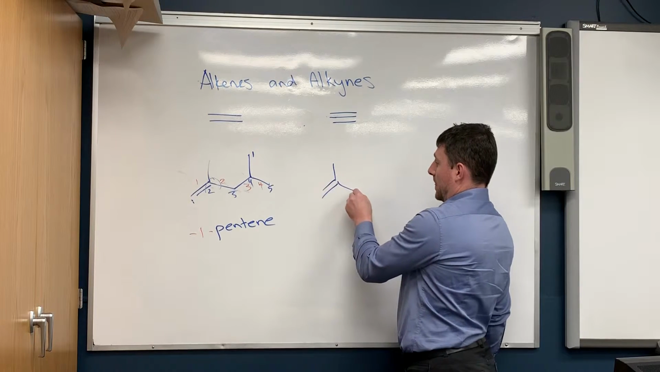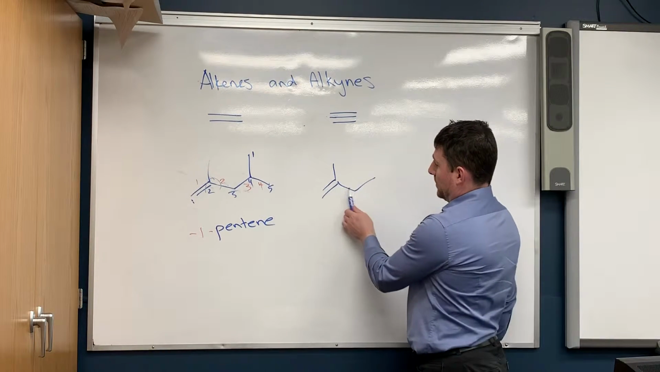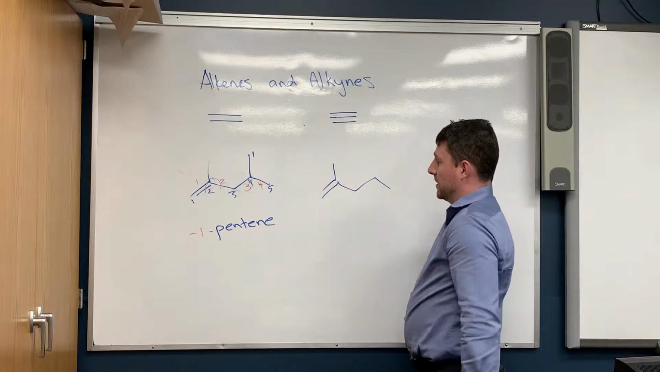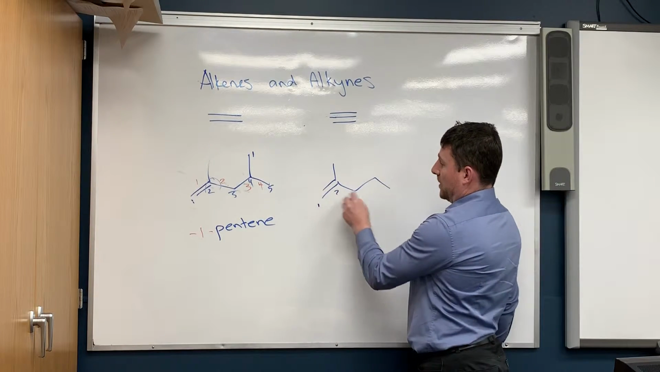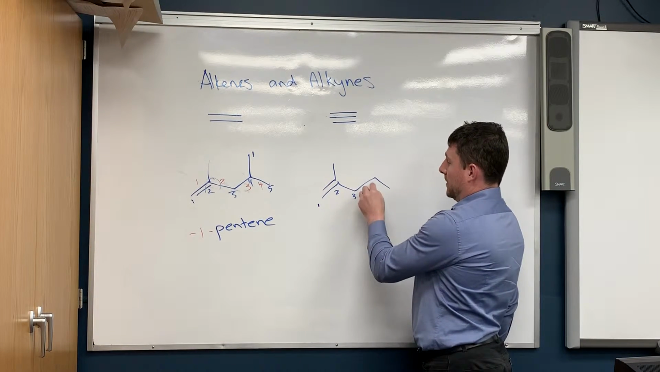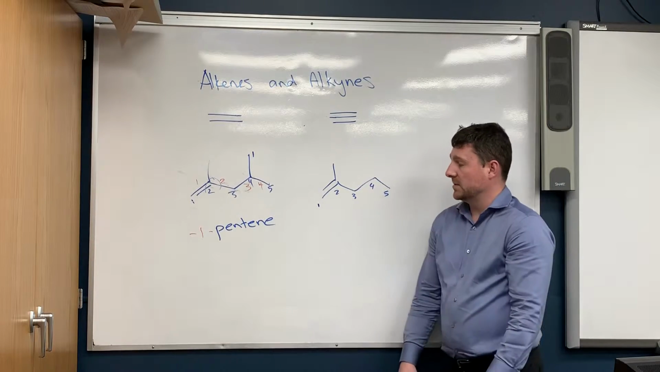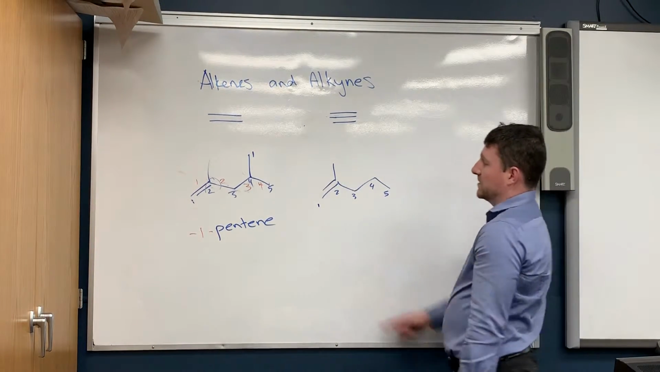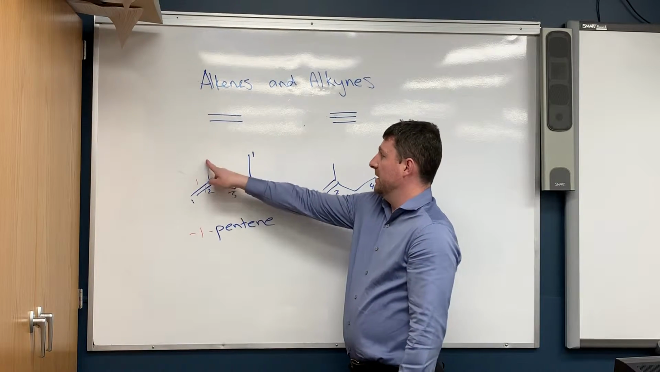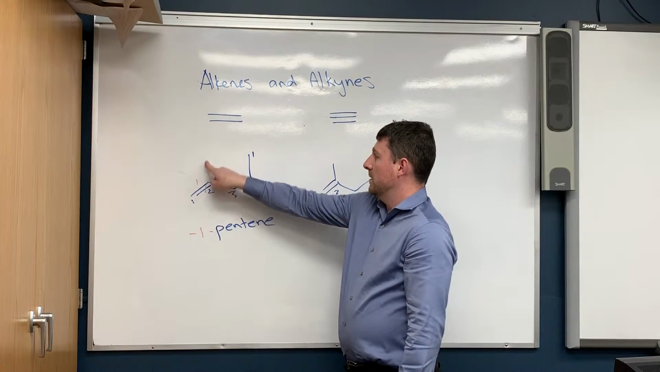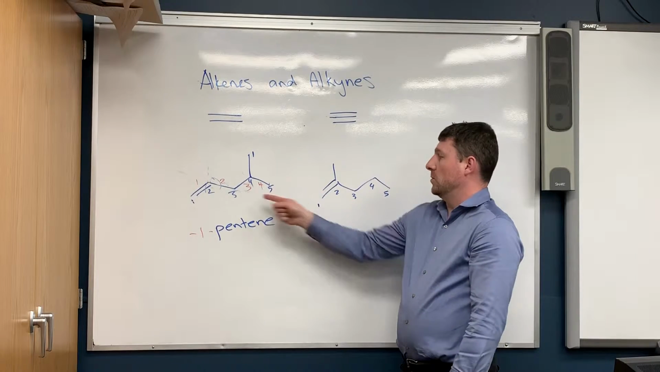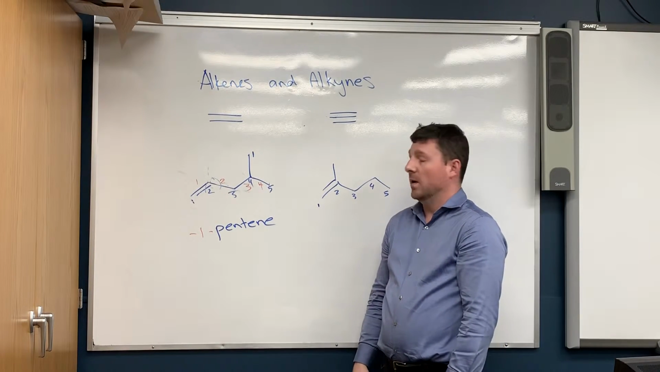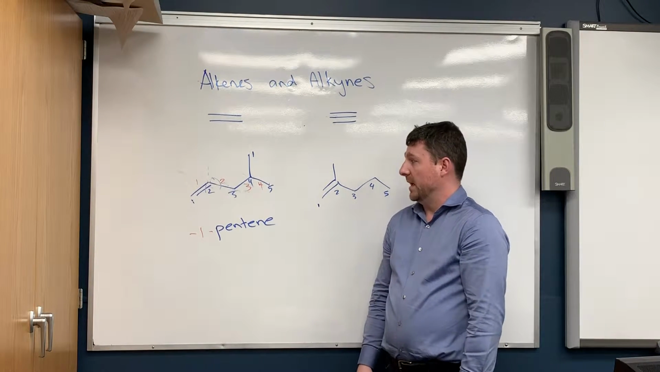1, 2, 3, 4, 5. So if I number it this way, 1, 2, 3, 4, 5, that's got a methyl group on the second carbon, right? Whereas this one has a methyl group on a completely different carbon, right? So we couldn't call these both 2-methyl-1-pentene, right? We have to give them different names.